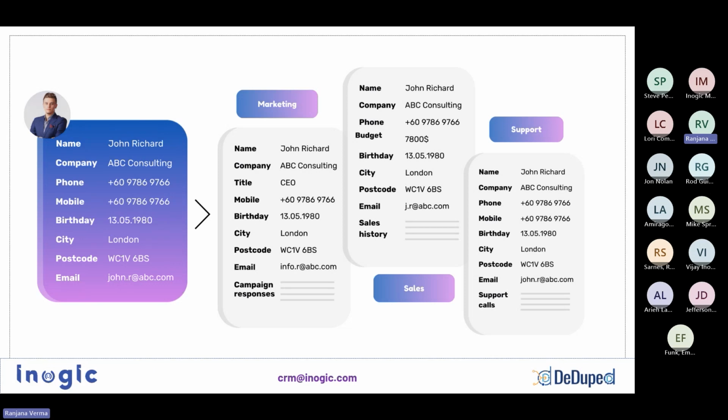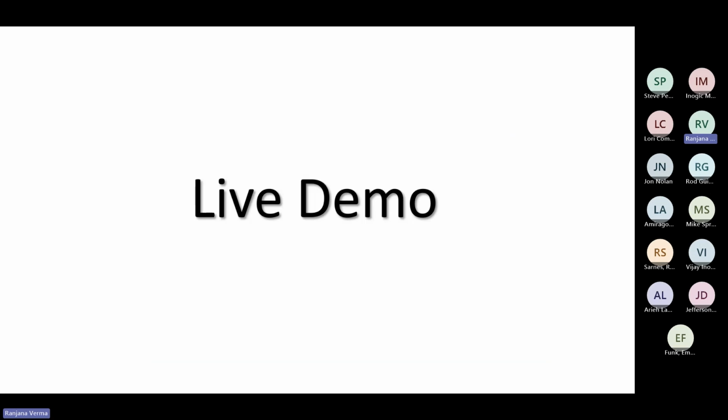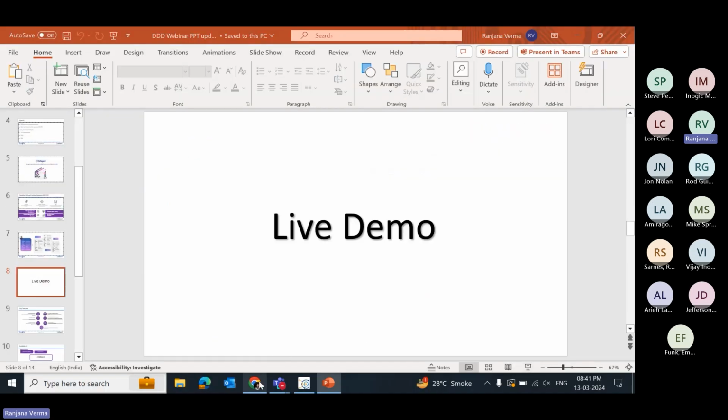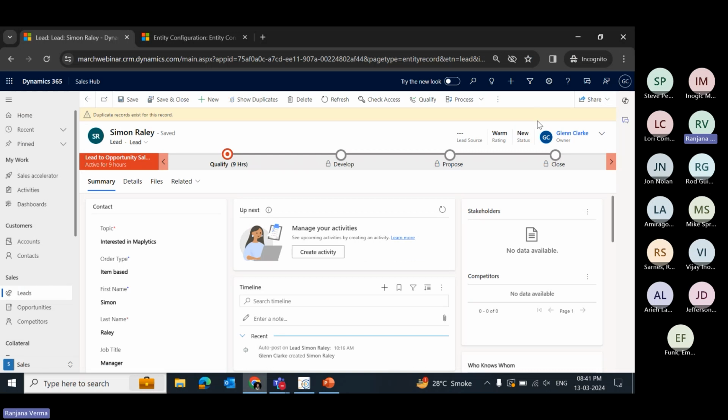Imagine this happening over a period of time. Over 10 to 15 years, if you don't clean up your data, you will have hundreds and thousands of duplicates present in your system. So the question is, how do you eliminate them? For that, we have created DeDupeD, right? So without any further ado, let me share my demo instance and get started with the functional demonstration, what we are here for, right?